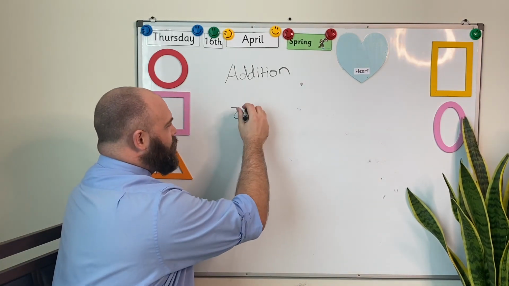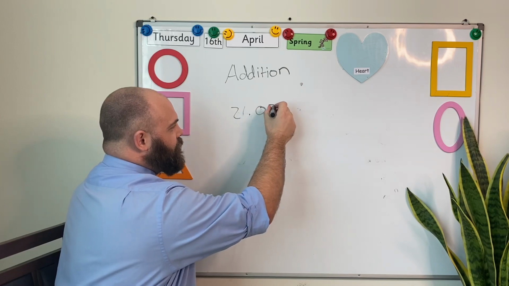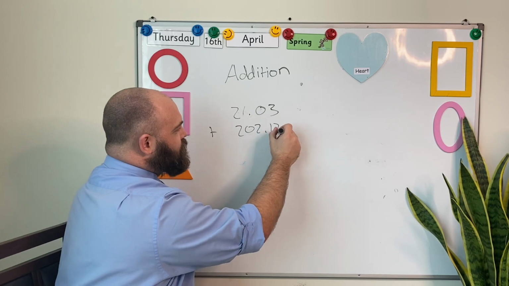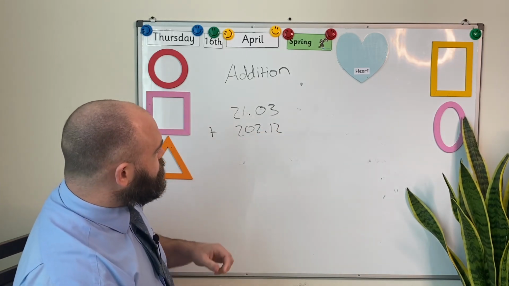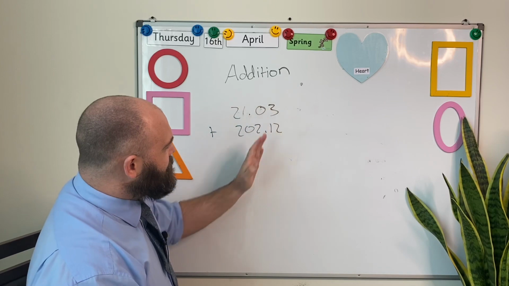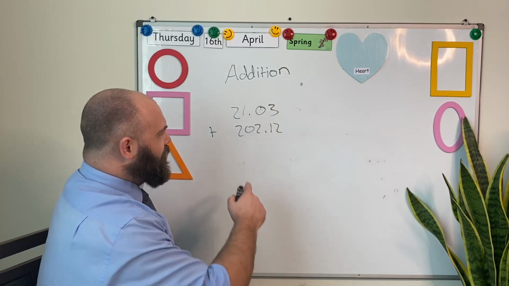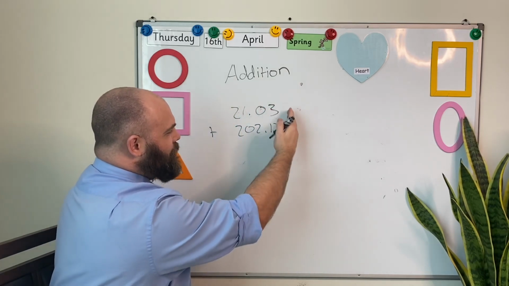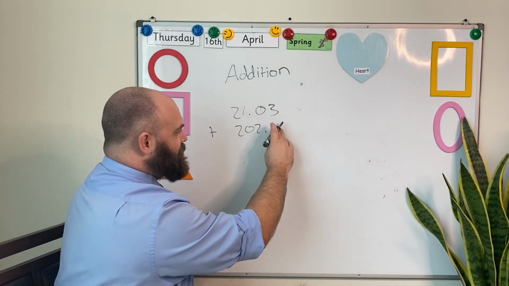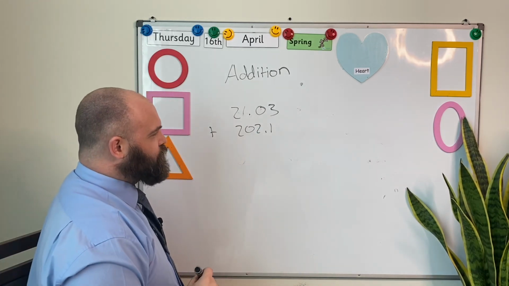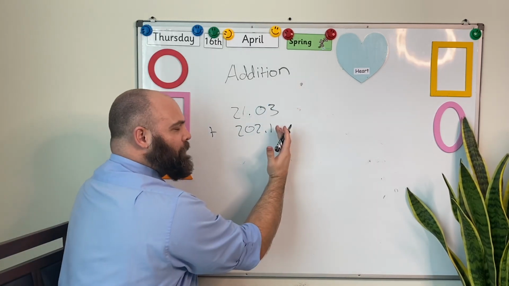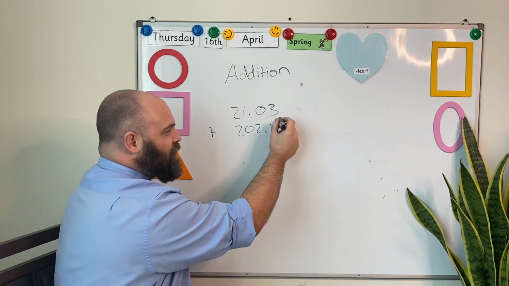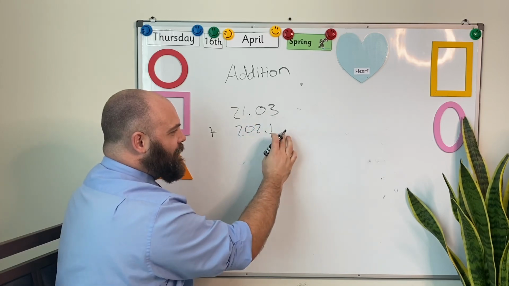So if I had 21.03 plus 202.12, it's a bit different, isn't it? And if we just went along and we lined them up on this side, or we lined them up on this side, it might get a bit difficult. Even if I just said 202.1, if I lined them up from the right hand side, it wouldn't give me the right answer, because these are hundredths and these are tenths, and they wouldn't line up properly.